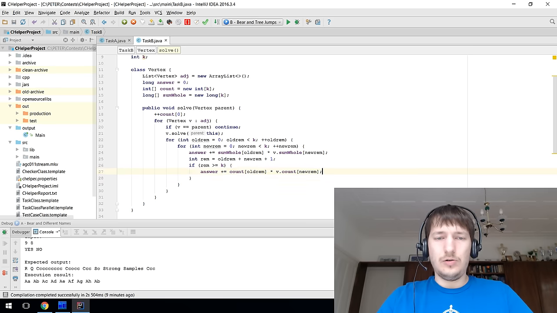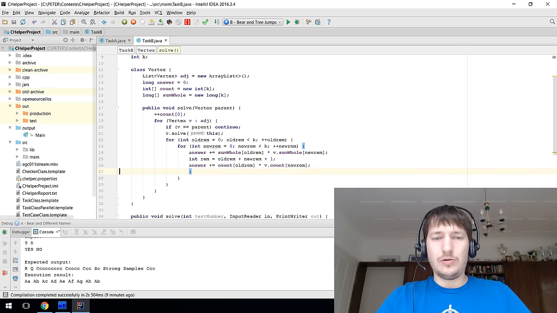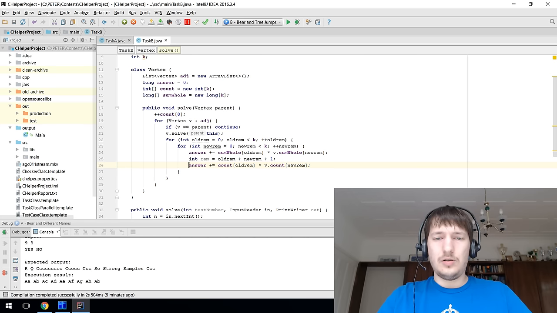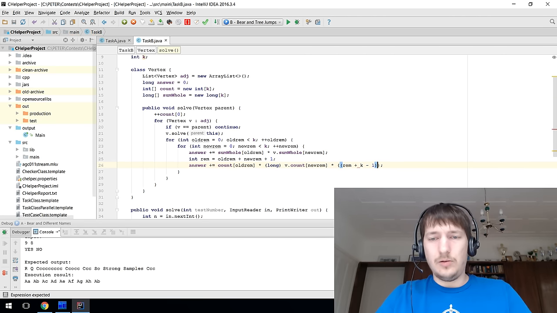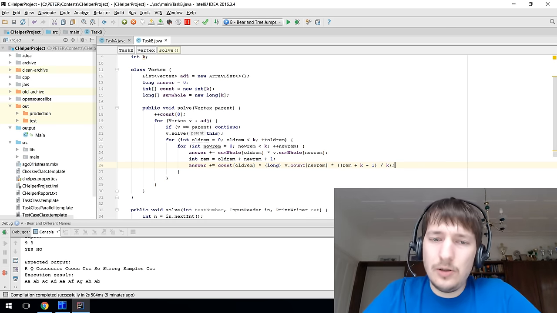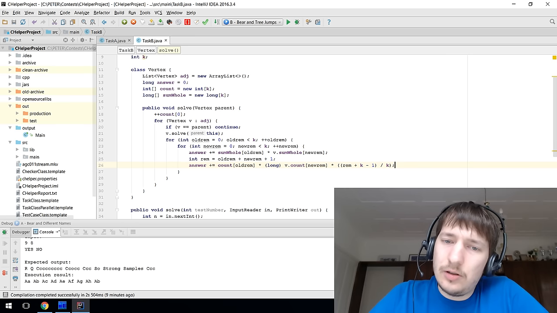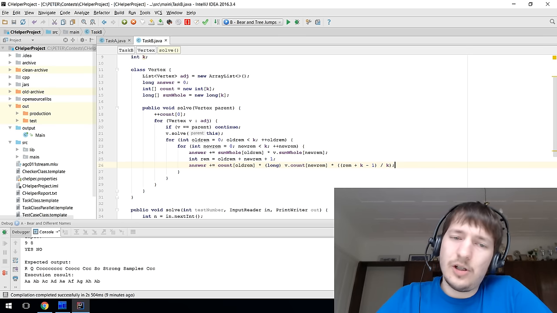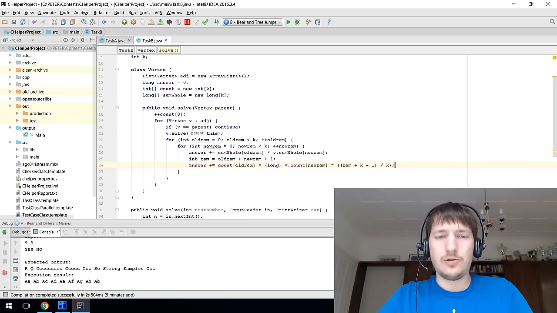Actually, we can just do this, right? We can know the whole count, and here we can just add basically how many whole steps this remainder gives, like remainder plus k minus 1 divided by k. Okay, so this is what we get. So I think the answer has been computed correctly.